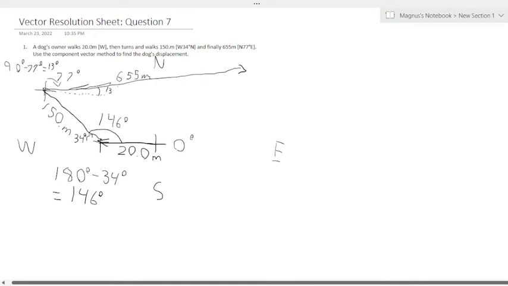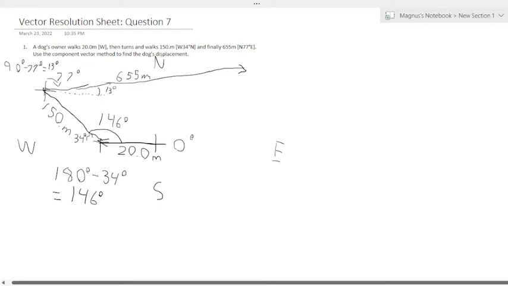Okay. So this is 13 degrees. We're going to do this until we get used to this. There, 13 degrees. So we have to use the component vector method to find the dog's displacement.